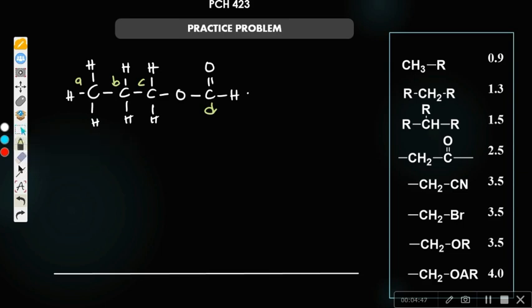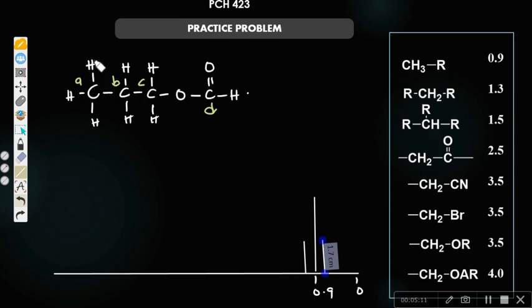Now the first of the 4 peaks you are going to see is going to be around 0.9. The neighboring carbon has 2 protons, so 2 plus 1, a triplet. So you are going to have a triplet here. This is no longer new to us, so I will be a little bit fast. Now for B, we have two neighboring carbons.